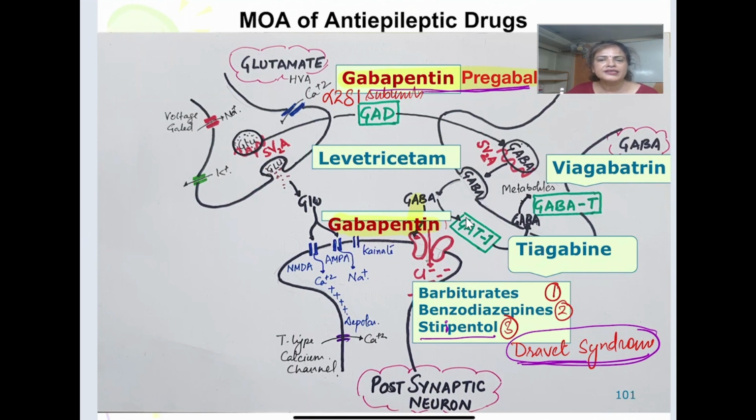So once GABA releases more, then what will happen? It is going to act on the receptor. So how is it? It is an amino acid analog of GABA, so its action is also just like GABA.